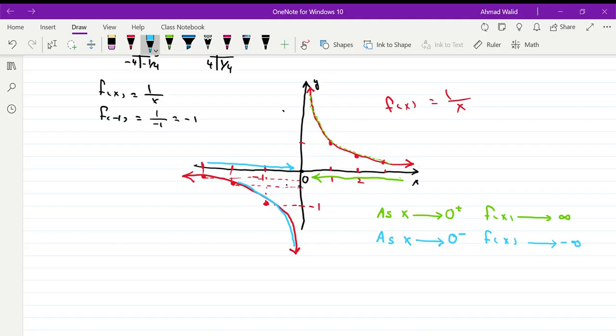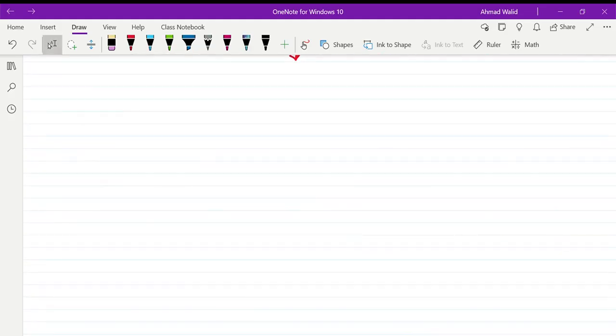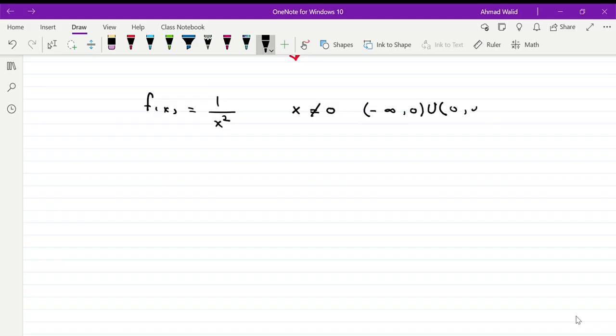This was basic information about how to find the domain of a function and what is the first rational function, a very simple form of a rational function, which is 1 over x. Let me introduce another one for you. F of x equals 1 over x squared. Let's see what is the shape of this graph. Again, what is my domain? X cannot take 0. It means my domain is again from negative infinity to 0 and union from 0 to infinity. Correct?